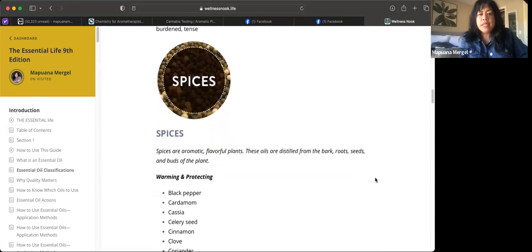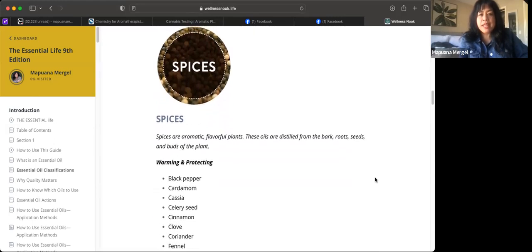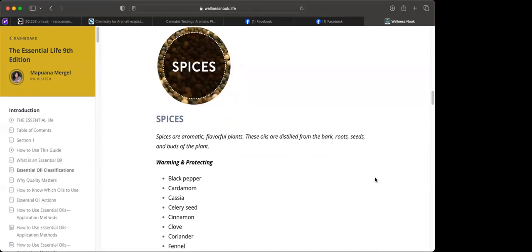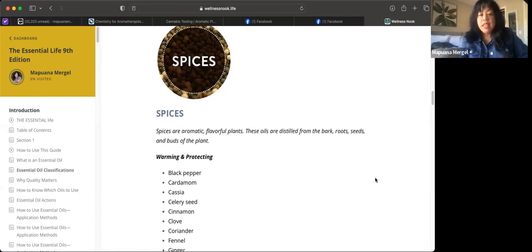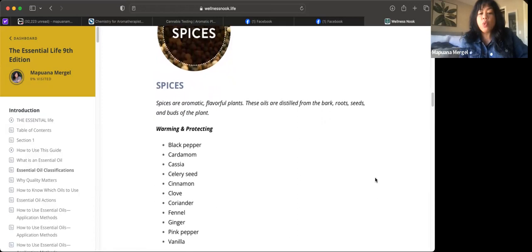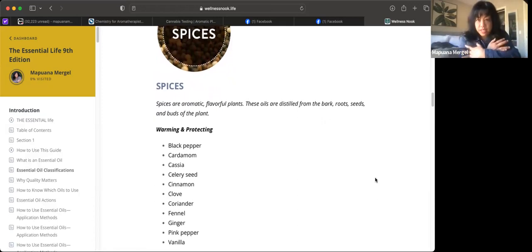Okay, our next category, our next classification. Next classification is spices. Spices are aromatic, flavorful plants. Now, these oils are distilled from the bark, the roots, the seeds, and buds of the plant. And so here they're described as warming and protective.